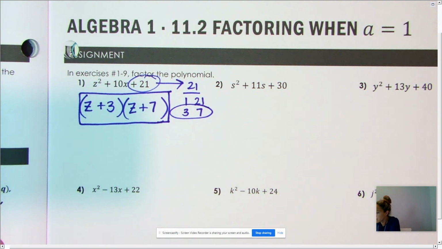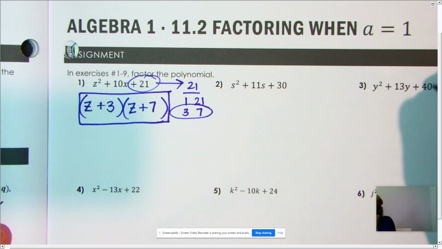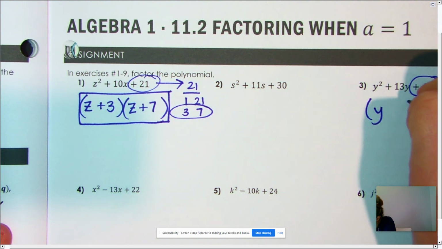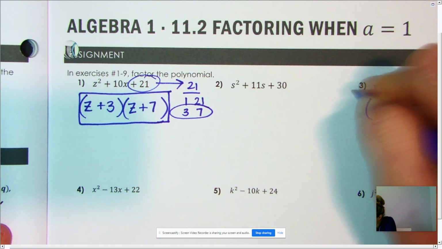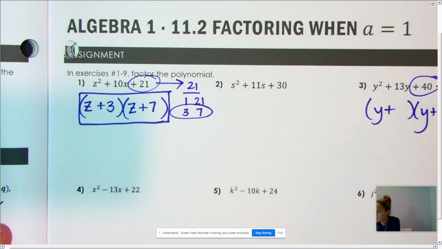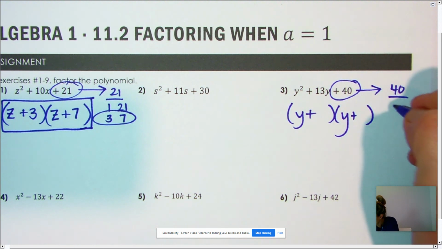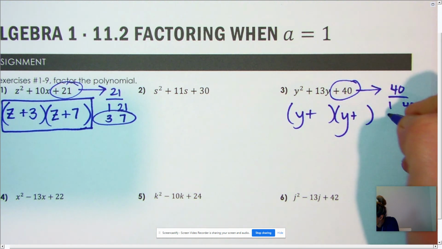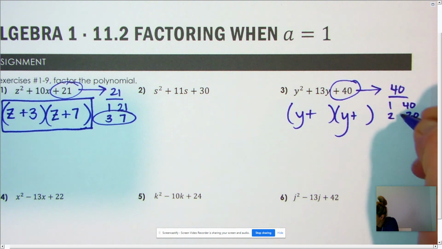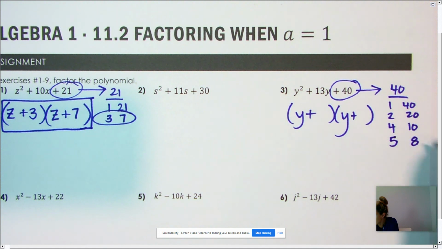All right, question number 3. I'm going to start by putting the 40 over here, and I'm going to put my parentheses with the Y. Everything's positive, so I know I can just put plus, plus. And then, oops, sorry about that. We're going to list the things that make 40. 1 times 40, 2 times 20, 3 can't go in, 4 can go in, 4 times 10, 5 times 8, 6 can't go in, 7 can't go in, 8 can, but it's already written.